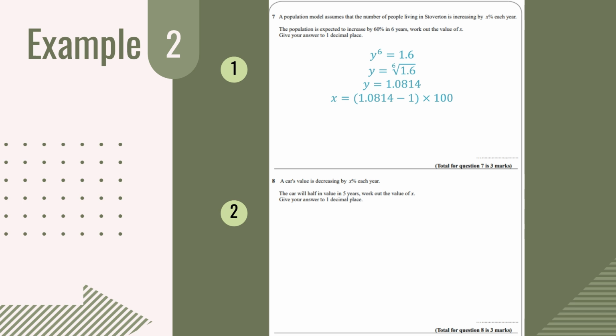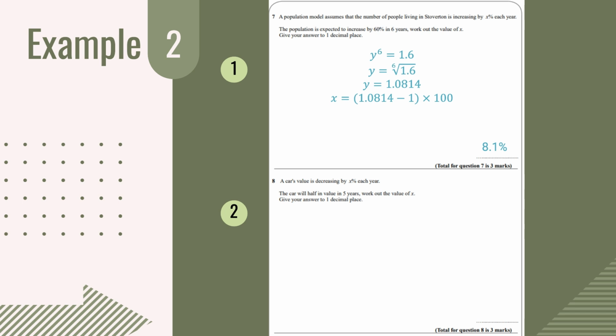So, we have a placeholder value of Y, and in 6 years, which is why it has the power of 6, we've increased by a total of 60%, so 1.6. This would mean if we do the 6th root of 1.6, we'll find out what Y is, and Y gets us to 1.0814. This means X, our increase each year, would be our value of Y minus 1 times by 100. So our value of X is 8.1.